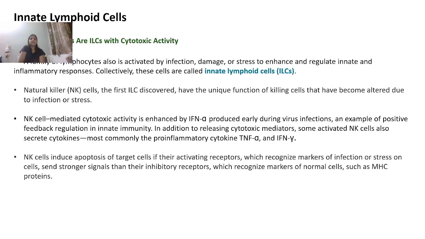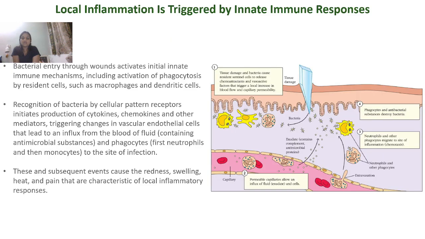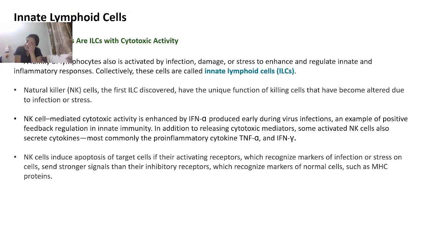So, as I already told, there are different types of cells in lymphoid cell and myeloid cell, which I have discussed in the previous classes. One of these cells is an innate lymphoid cell type, the natural killer cell. It is a type of lymphocyte, and it is activated by infection, damage, or stress to enhance and regulate innate and inflammatory response. Collectively, these cells are known as innate lymphoid cells since they are of lymphoid lineage.